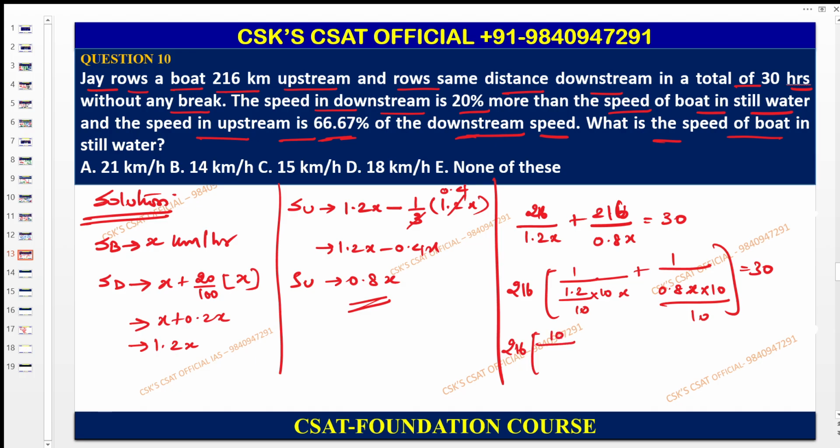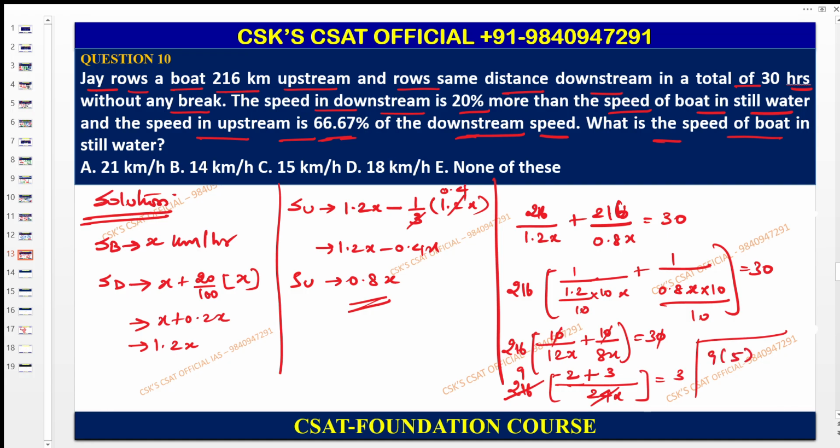You can take the speed of the boat as x kilometer per hour. The downstream speed has 20% more, so x plus 20% of the speed of the boat. The boat speed is nothing but x here. So this is nothing but 0.2x plus x, which is nothing but 1.2x.